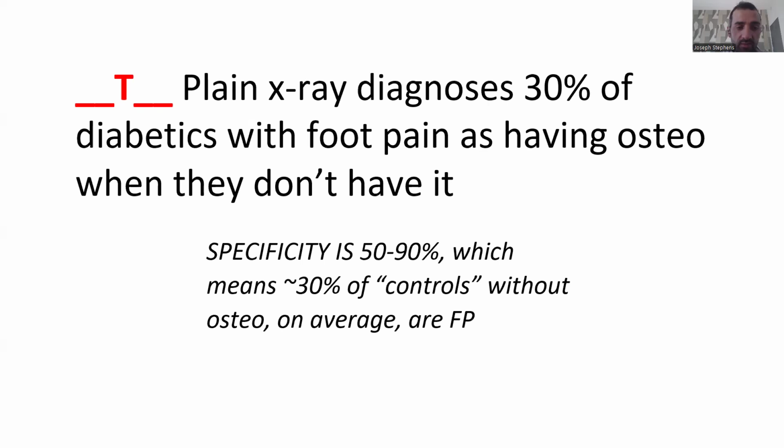All right, true or false, plain X-ray diagnoses 30% of diabetics with foot pain as having osteo when they don't have it. The answer here is true. So the specificity isn't particularly good either, hovering around 70%, but with a range from 50 to 90%. So there's a lot of false positives. So both false negatives and false positives for diabetic osteo by X-ray.